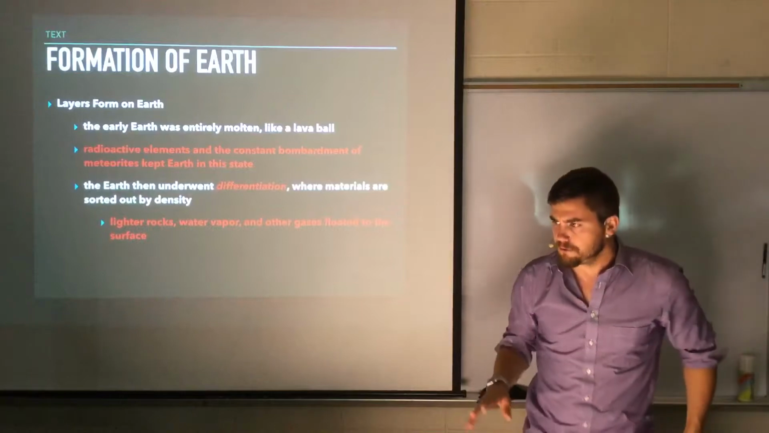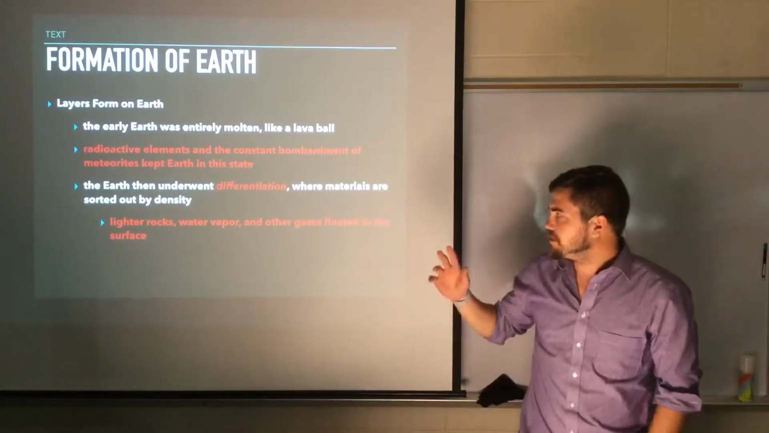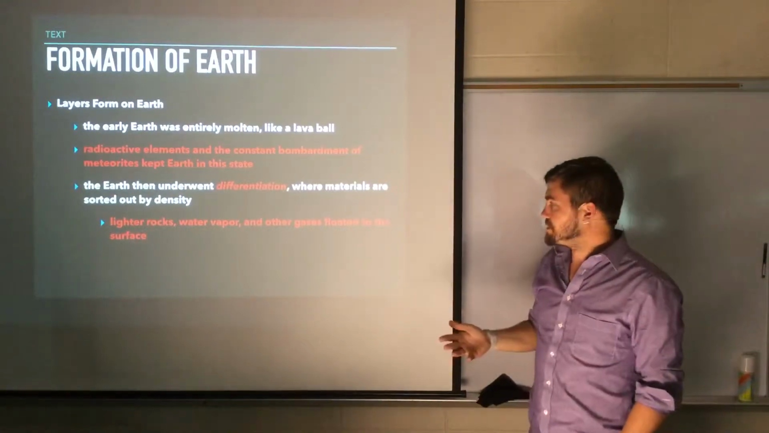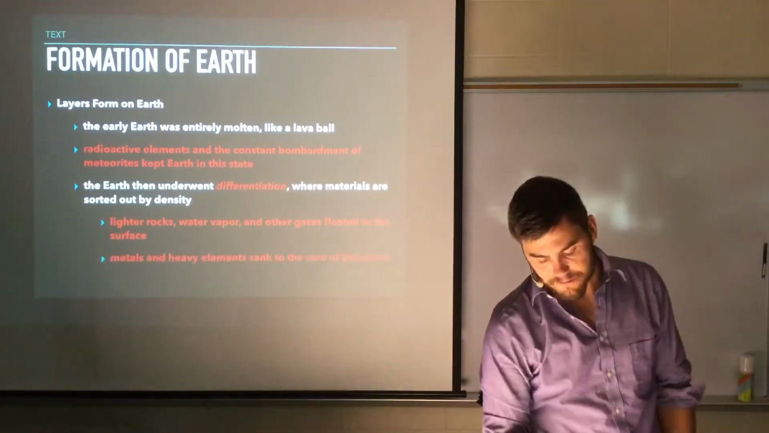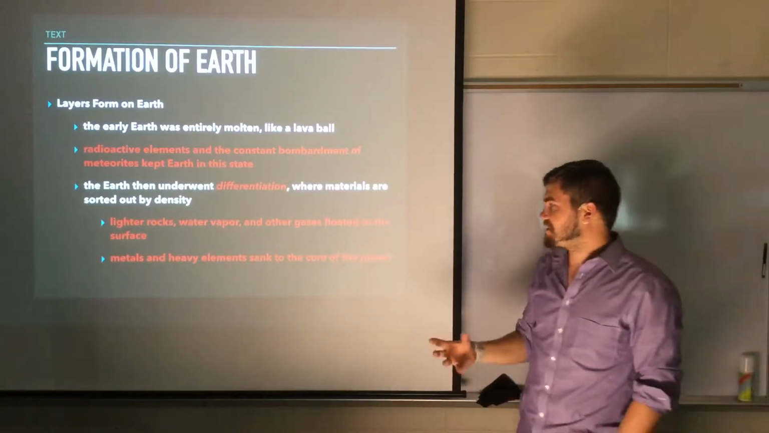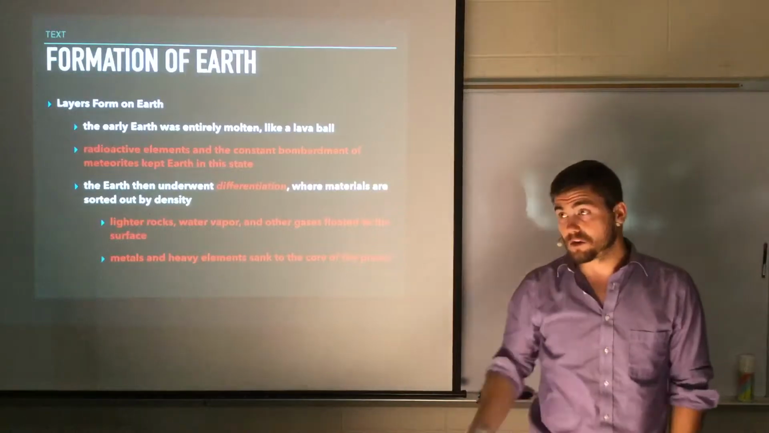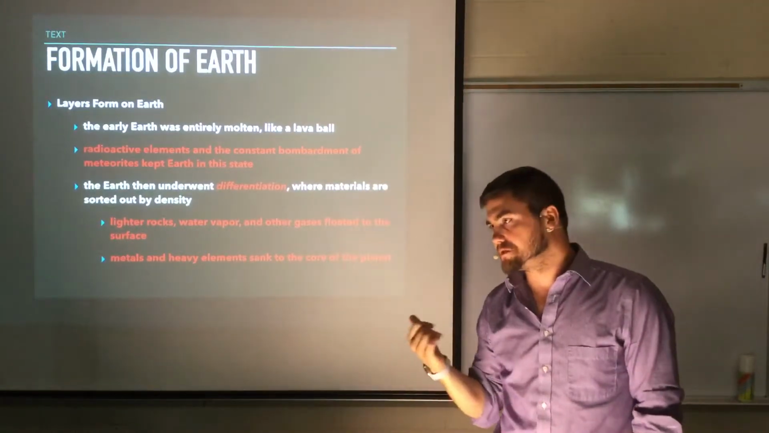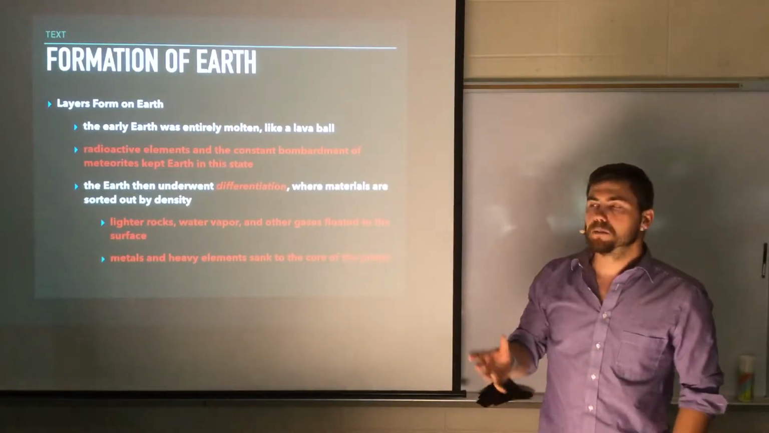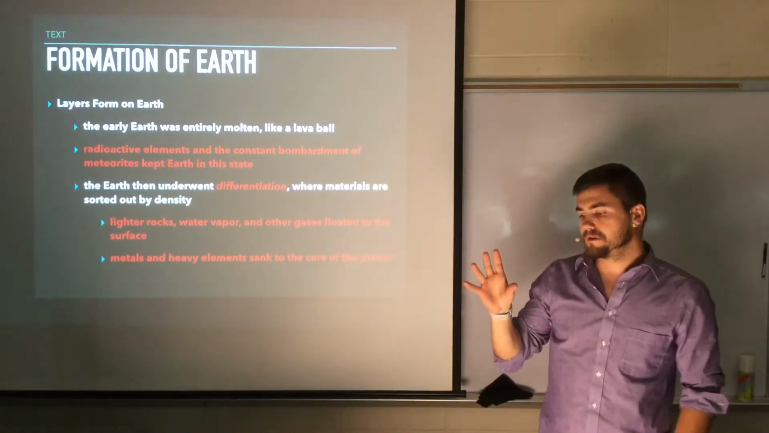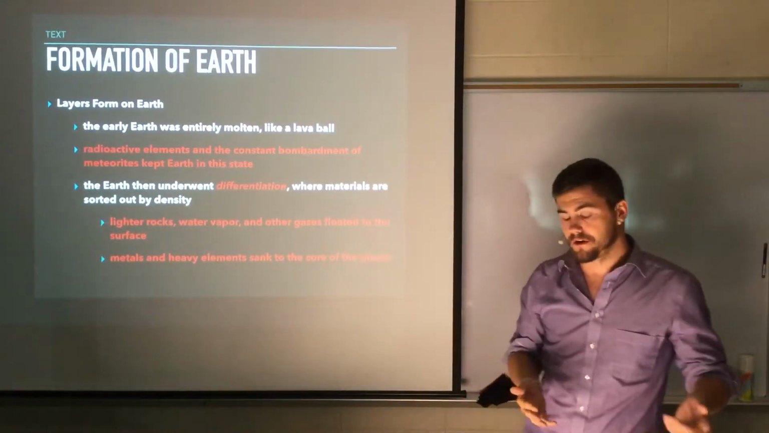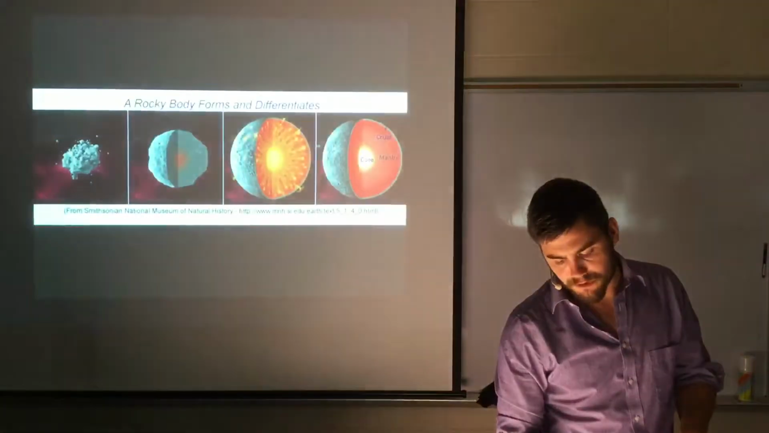So the lighter rocks, like granite and things like that, water, vapor, and other gases, floated or boiled their way to the surface, and they still sit there today. Metals and the heavier elements, the rare stuff, sank to the core of the planet. So we can mine gold and uranium and other very heavy elements close to Earth's surface, but those things are way more concentrated deep below the mantle. Now we can't go down there, but we would find way more of it there.